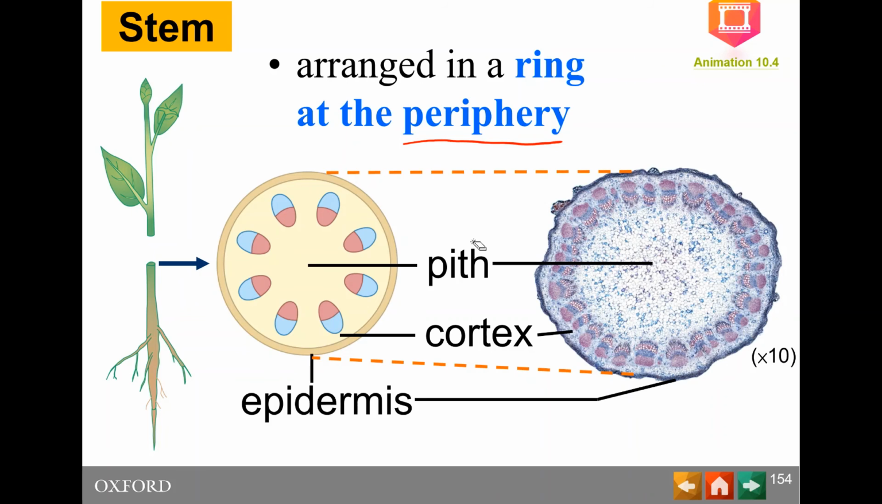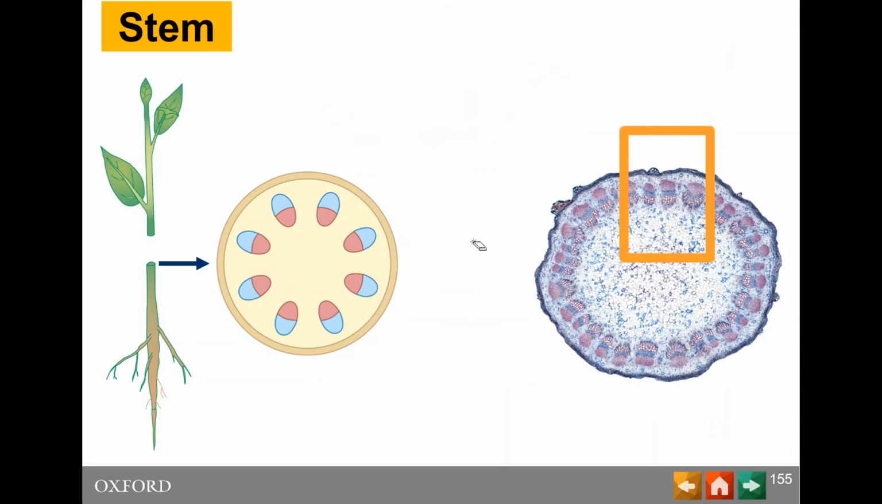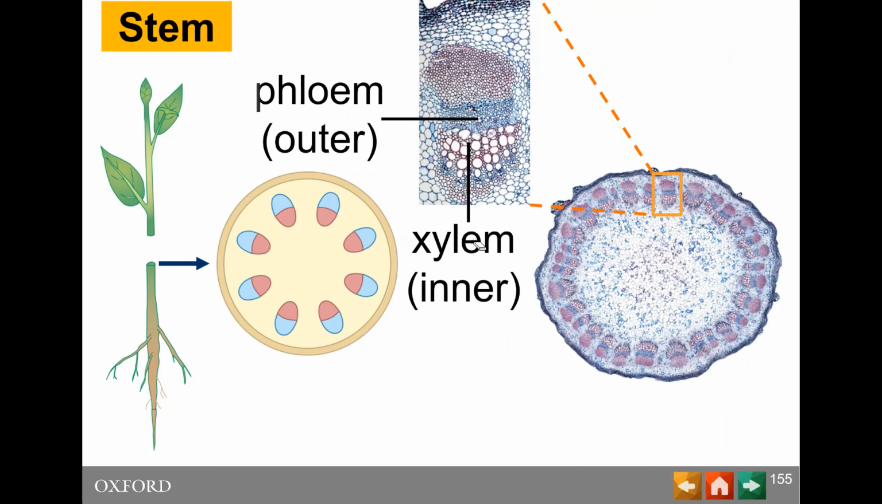Now let's look at the realistic diagram. There is something you have to pay attention to. In this diagram, usually you can tell the difference between xylem and phloem in that xylem usually has large diameter holes, pores. So xylem must be the inner region and phloem is the outer region.